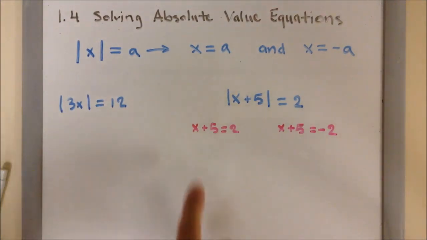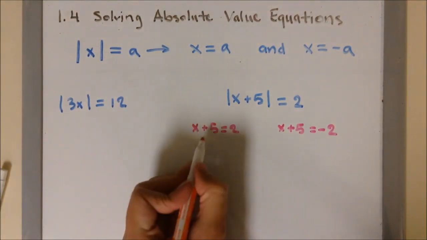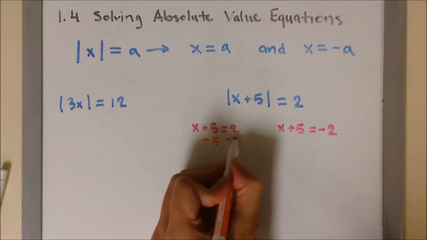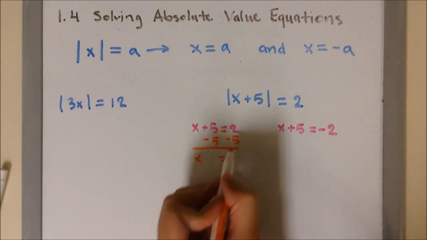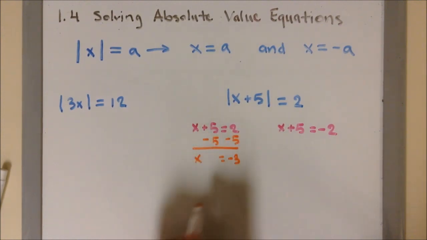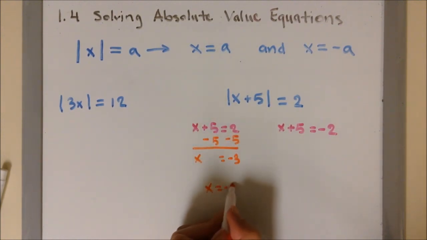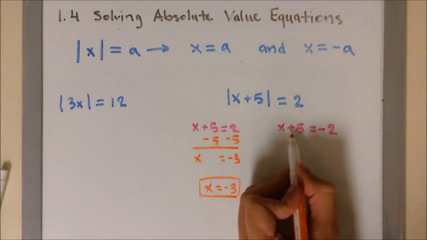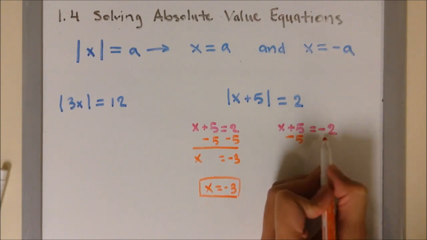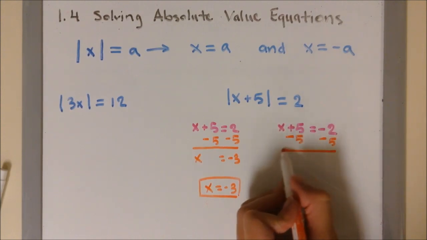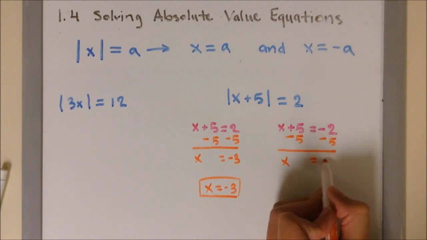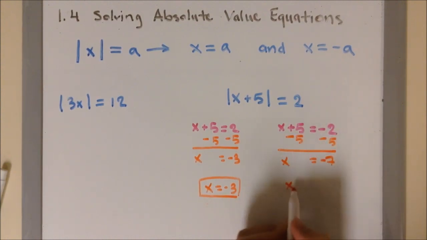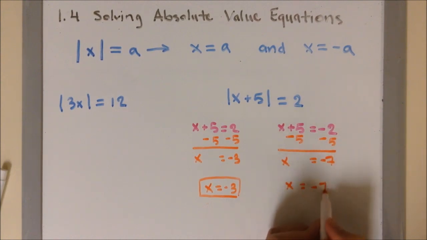What I'm going to do next, solve for x on this one. So minus 5, x equals 2 minus 5, that's negative 3. So x equals negative 3. Over here, I'm going to do the same thing. Cancel out the 5, cancel out the 5. Negative 2 minus 5 will be negative 7. So our second solution is x equals negative 7.